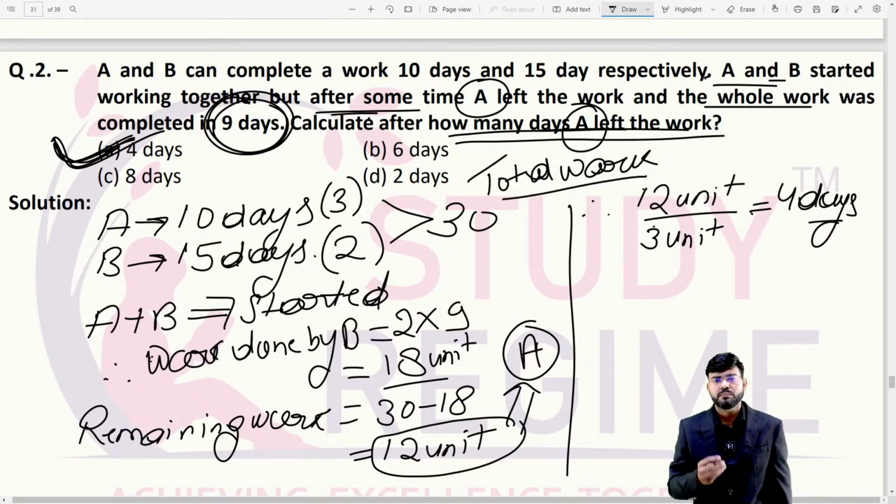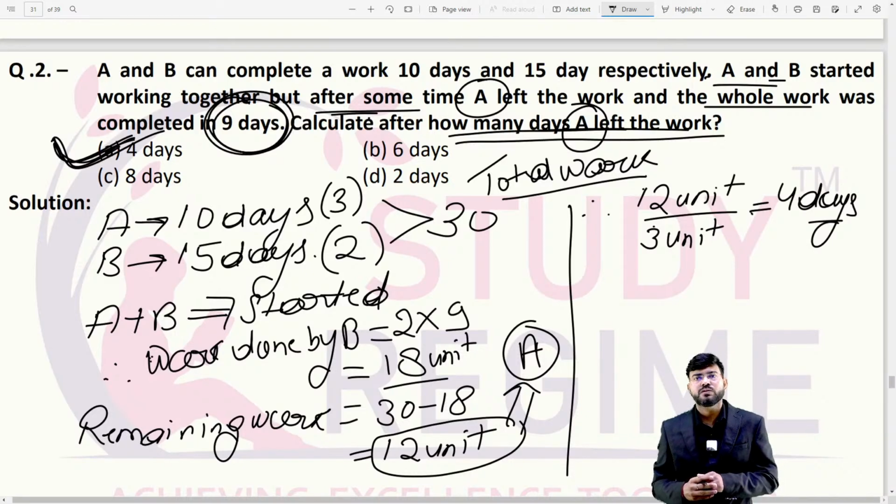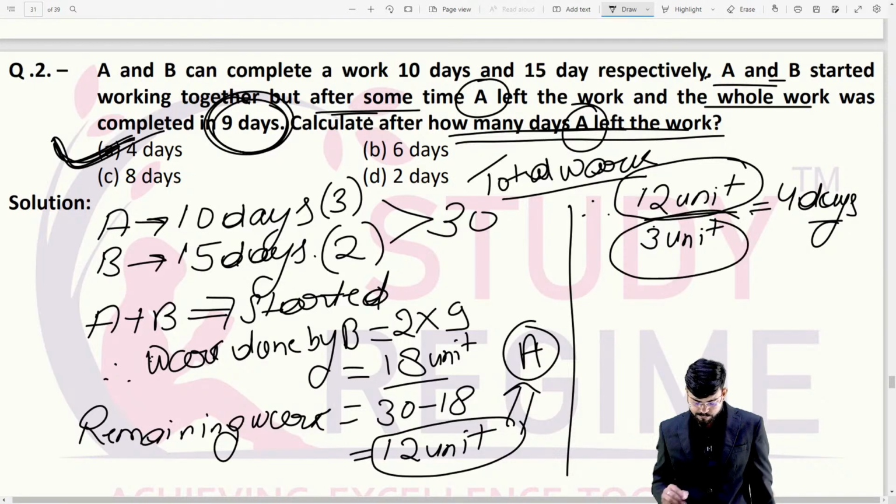The answer for question number 2 is 1. You just have to take the LCM of the days. A and B started the work, but B was the person who was continuously working for 9 days. You multiply 9 with 2, you get the total work done by B, that is 18. Subtract this 18 from 30, that is the remaining work. This work was completed by A before leaving. A can do only 3 units of work in a day, so divide 12 by 3, you will get 4 days. Your answer will be 8. I hope this question is clear.